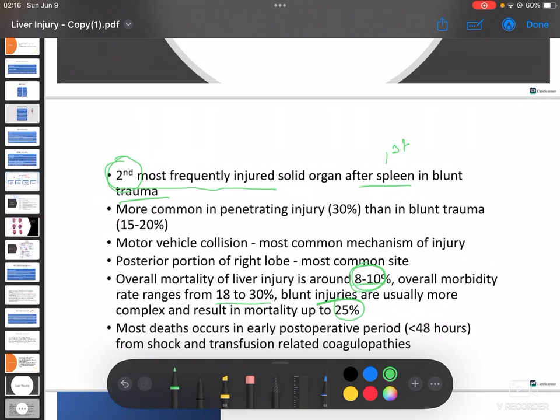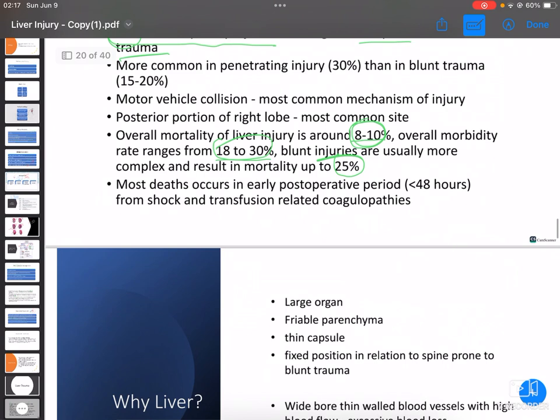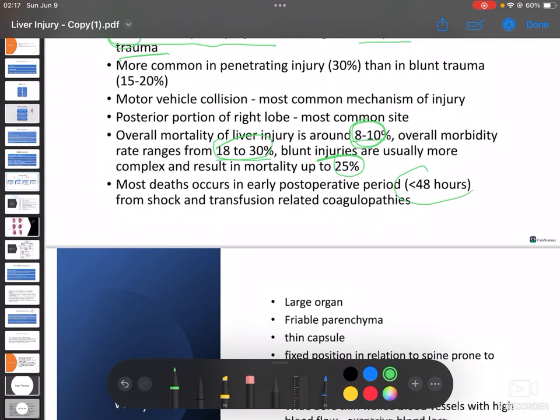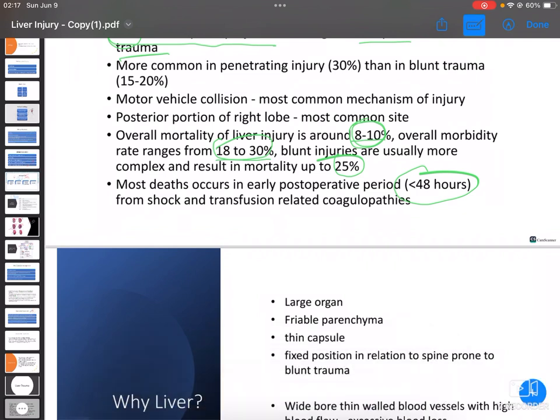Overall morbidity is 18 to 30%. Blunt injuries are usually more complex and result in more mortality, up to 25%. Most deaths occur in the early postoperative period, meaning within 48 hours. So we have to know what the early postoperative period is. Early postoperative period is within 48 hours, from shock and transfusion related coagulopathy. Because of the transfusion related coagulopathy and shock, this occurs most.